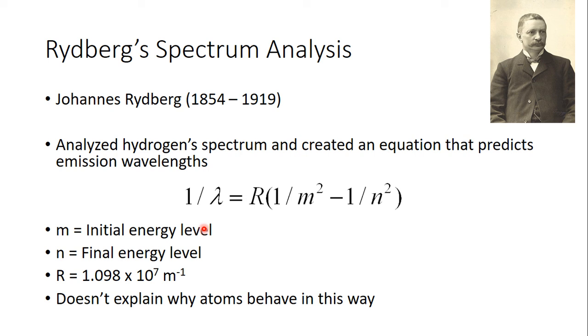So if you know your initial energy level and your final energy level, you can say what wavelength of light is being emitted. Now, Rydberg wasn't sure why we saw these emissions at these specific wavelengths. He just knew that we did, and he could predict them.